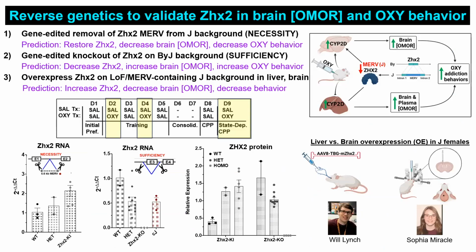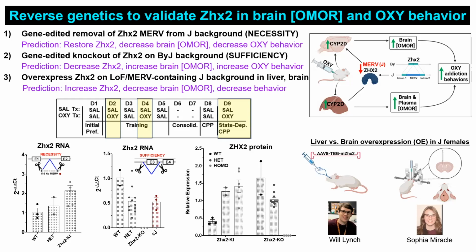So what we did next was we took a variety of approaches to target this gene. First, we wanted to remove the MERV and restore normal Zhx2 expression and function. And the second thing we did was knock it out. So we excised exon 3 using CRISPR. This is the only coding gene within Zhx2. And then finally, we're using AAVs to overexpress on the J background, the ones that have the MERV, the reduced expression, to rescue or restore Zhx2 levels in adult mice.